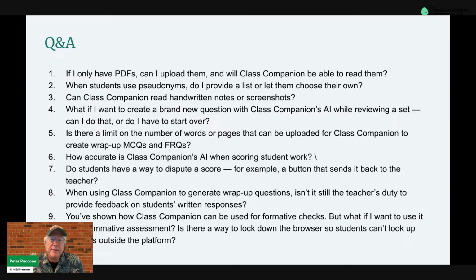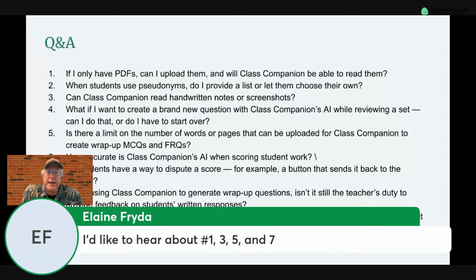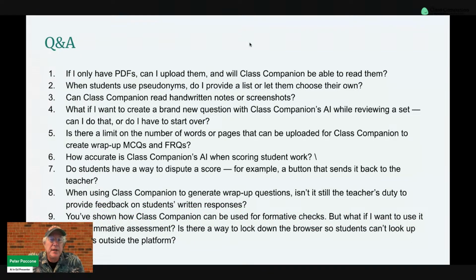And then there was one more question there, I believe. Could I see that question one more time? Okay. There we are. And number 7, thank you very much. Do students have a way to dispute a score? And the answer is, I see, I already answered that with the button. Yes. All right. Is there anybody else who has a question?